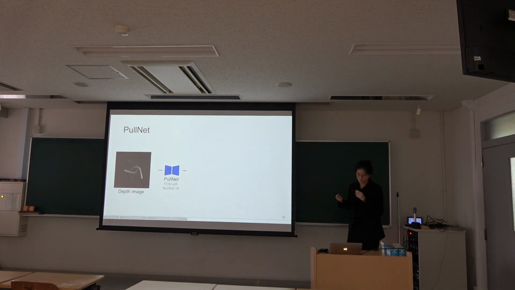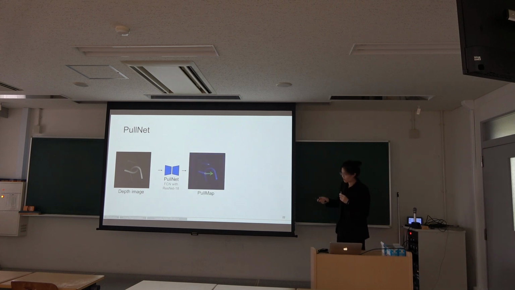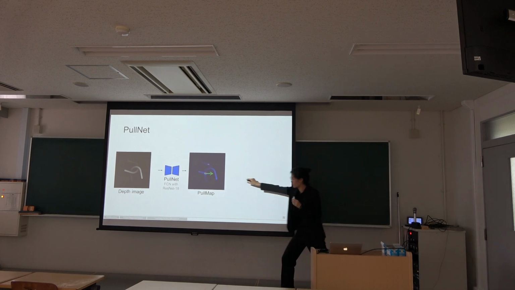And PullNet can infer the position and the direction of the pulling simultaneously by predicting a heat map called a pull map. So each pixel located in this map represents the successability of pulling to the right in the image.